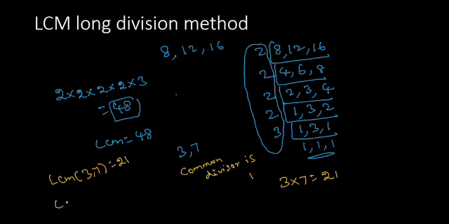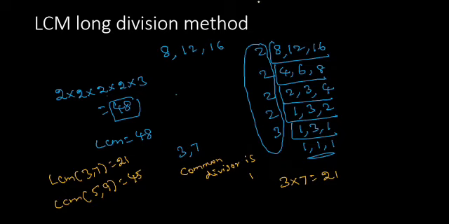Now we want to find the LCM of 5 and 9. What is the common divisor between 5 and 9? The common divisor between 5 and 9 is actually 1. So what you have to do is 5 into 9 is equal to 45. There is no common divisor apart from 1, so we simply multiply. So 5 into 9 is 45, which is the LCM.